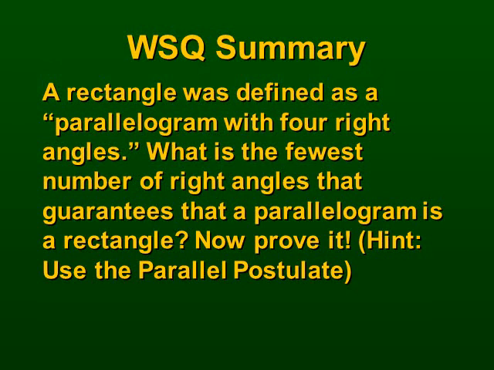So, whisk summary. A rectangle was defined as a parallelogram with 4 right angles. What is the fewest number of right angles that guarantees that a parallelogram is a rectangle? Now I want you to prove it. So come up with an answer for me and then prove it. That means I want you to write a proof.